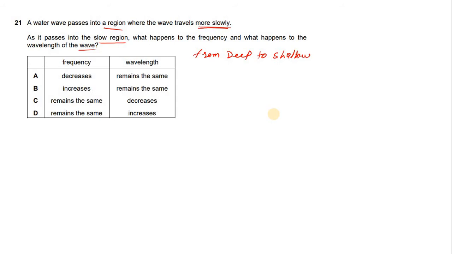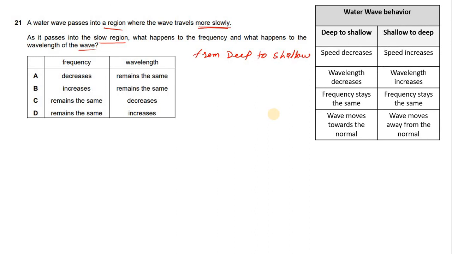So I'm giving you a table summarizing all the behavior or properties of the wave, and I would recommend you note it down. It will help you a lot in answering such questions. This is the water wave behavior from deep to shallow and from shallow to deep. From deep to shallow, the speed of the wave decreases and the wavelength also decreases. Frequency stays the same while the wave moves towards the normal. If you write shallow to deep, everything is vice versa, except frequency always remains the same regardless of the region.